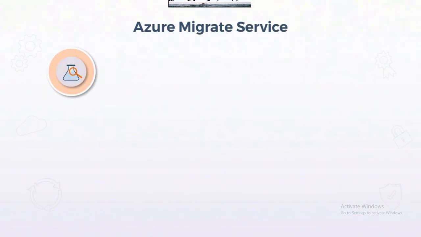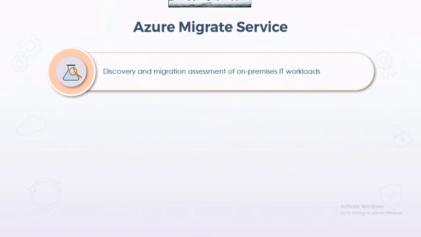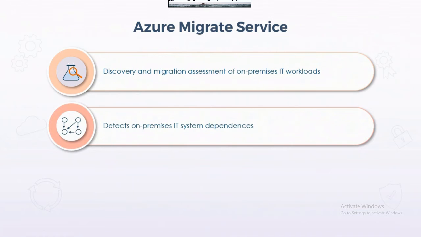The Azure Migrate service is available, and it allows us to discover and also perform a migration assessment of on-premises IT workloads. So it'll detect any on-premises IT systems, whether they're physical servers, virtual machines, or database servers, and also any dependencies that it might have on other components. A proper migration assessment might also require you to have detailed knowledge of the data flow of an application, especially if it's a customized app.